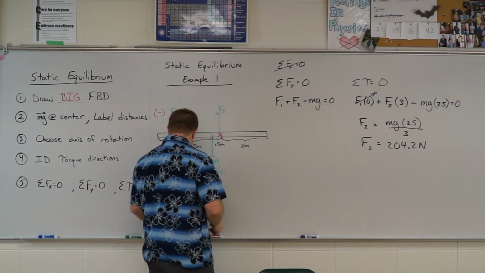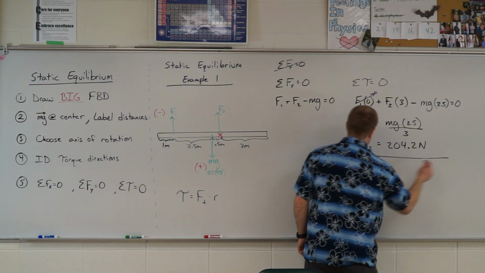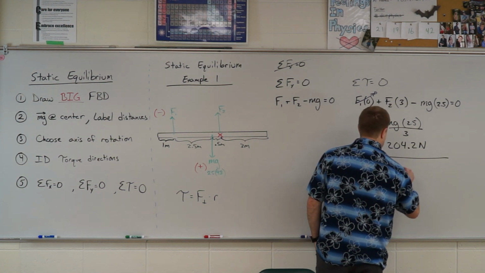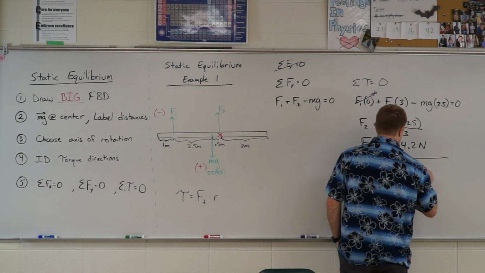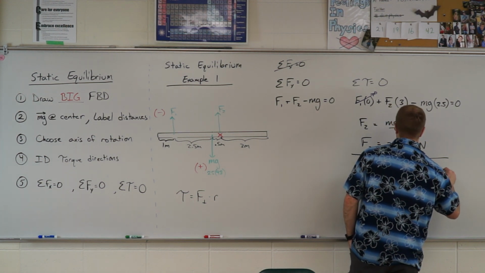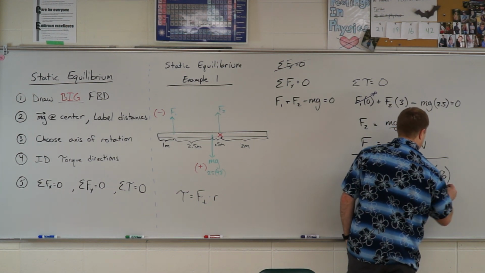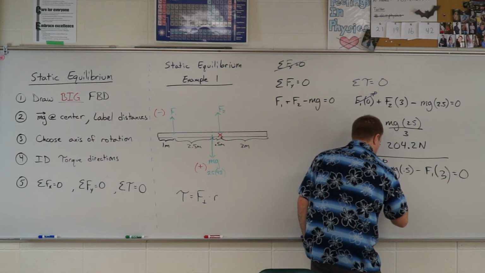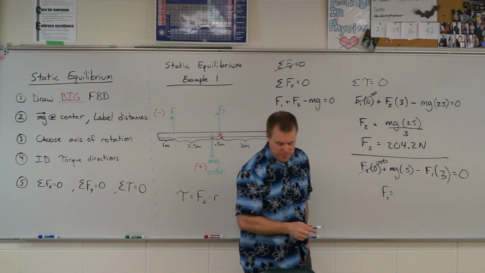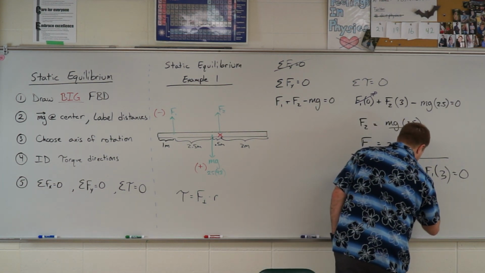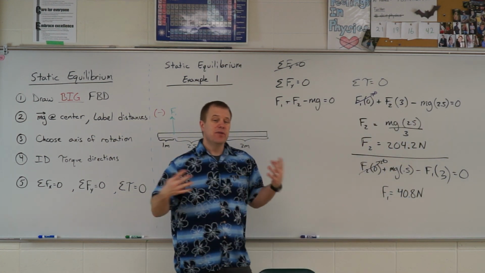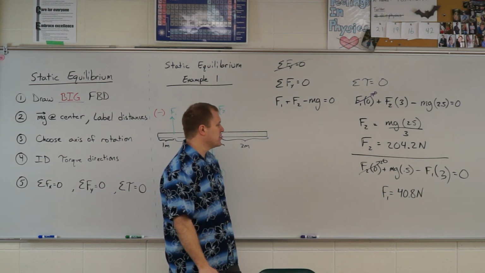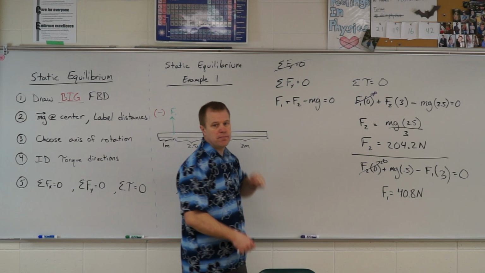All right, so let's generate that equation then. For that torque equation, you should have your F2 times 0 plus mg times 0.5 minus F1 times 3 equals 0. You should be able to then solve for F1. F1 should come out to be 40.8 newtons. And again, we just did it this way to practice choosing that axis of rotation and generating that torque equation. In the future, you can just put it into the y direction.